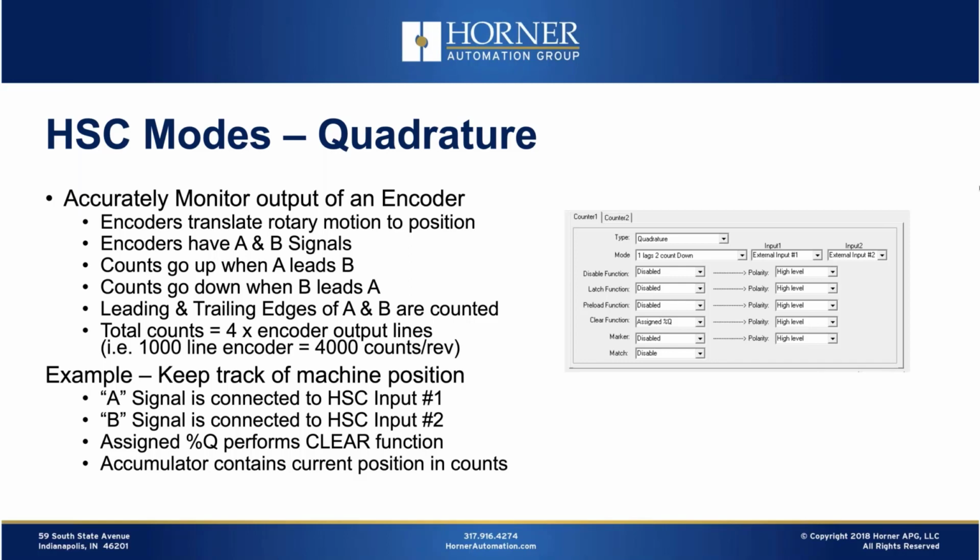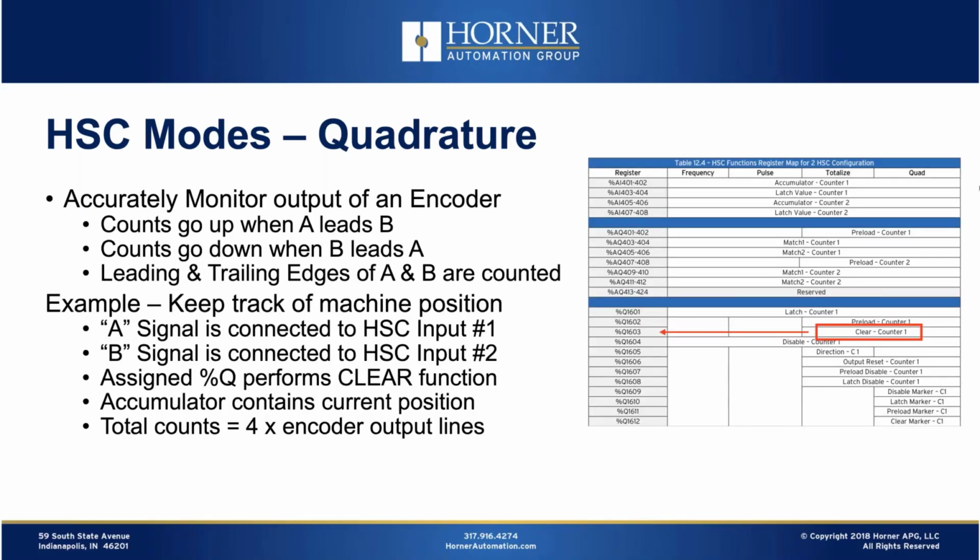And the accumulator contains my current position and counts. So again, that's quadrature mode with high-speed counting. Also, when we're taking a look at where we can find the clear bit, we see the clear bit on Q1603. And again, that information is in the high-speed counter chapter of the user's manual.